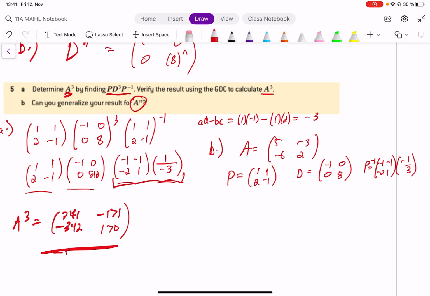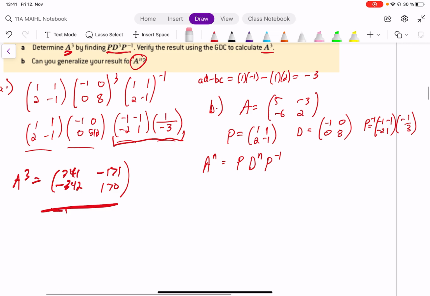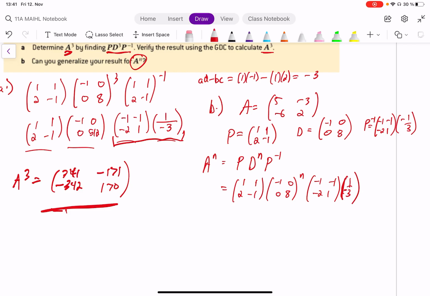So let's now take a look at what A to the n would look like. It would be P times D to the n times P to the negative 1, or the inverse of P. And so we can put those things into what we have. So it would be 1, 2, 1, negative 1, times D, negative 1, 0, 0, 8, to the n, times negative 1, negative 1, negative 2, 1, times negative 1/3. Sorry, negative there. That thing on the end is a constant, it's just a scalar. We're just multiplying that last matrix by negative 1/3.